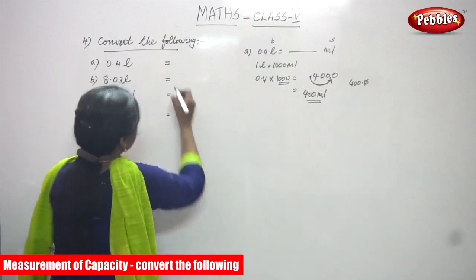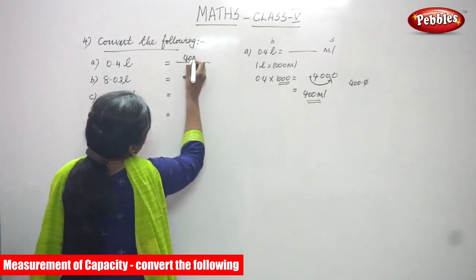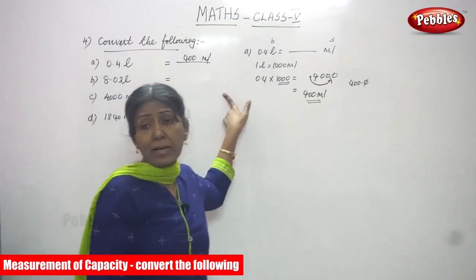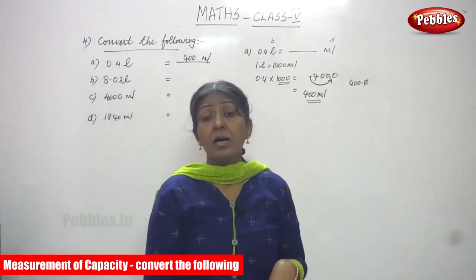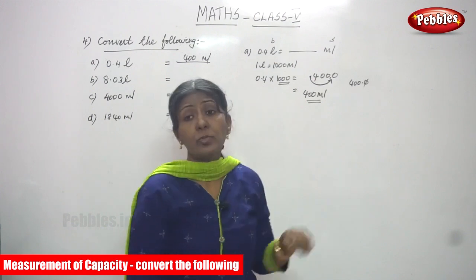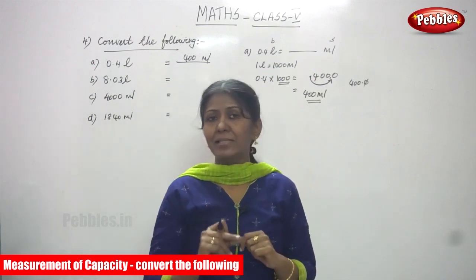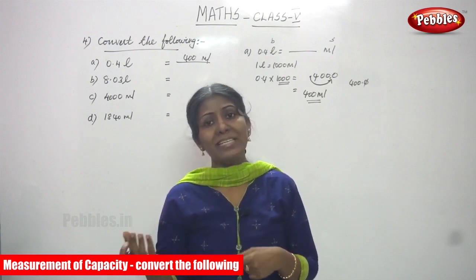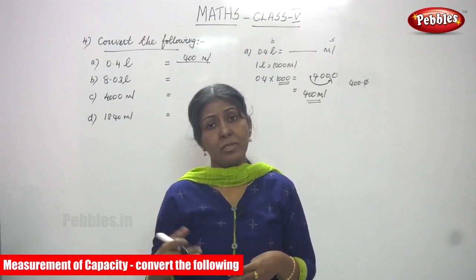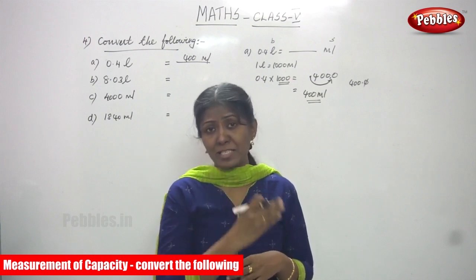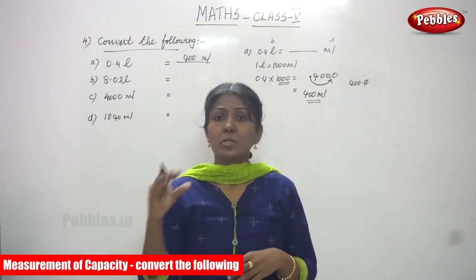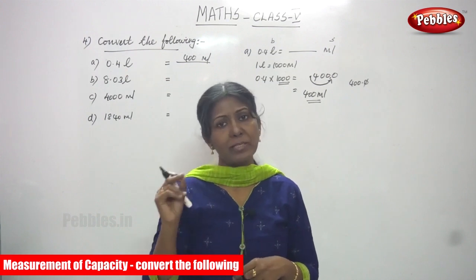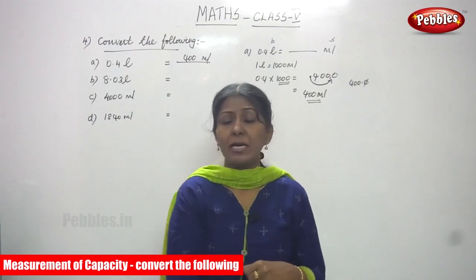Then you have to write 400 milliliter in this blank. This is the convert the following. So don't forget to write the units, that means milliliter or liter, whatever it may be, or gram or milligram or kilogram, whatever. So that means centimeter, millimeter, meter. These are the units. Don't forget to write the units. If you forget to write them, surely your teacher will reduce your mark.